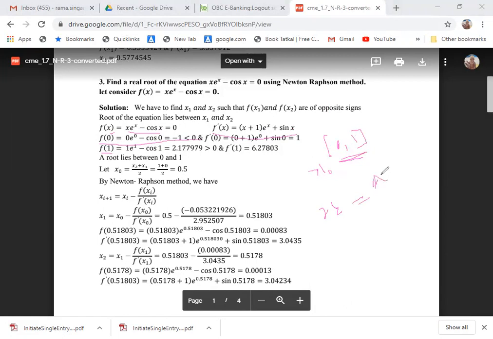Average of 0 and 1. This is 0.5. So we are going to generate a sequence of approximations with this initial guess 0.5. Let us write the Newton-Raphson formula. x n plus 1 equal to x n minus f of x n by f dash of x n. Here n is replaced by i.